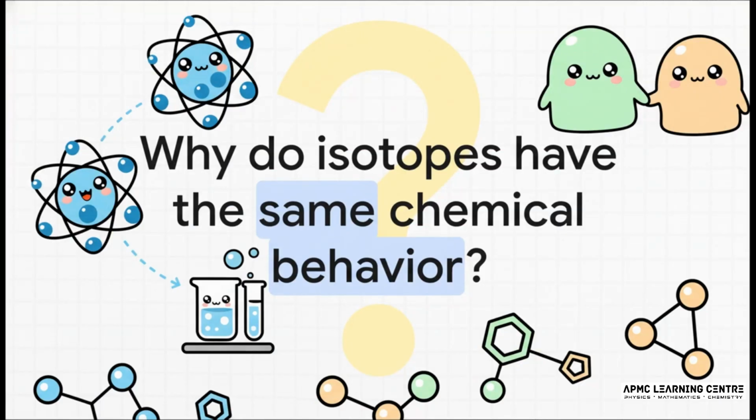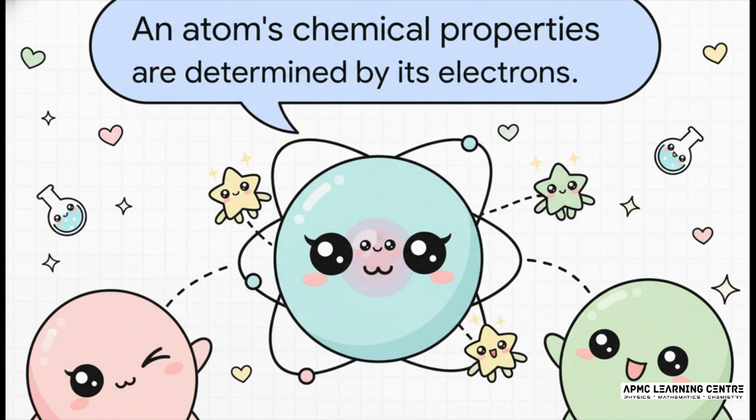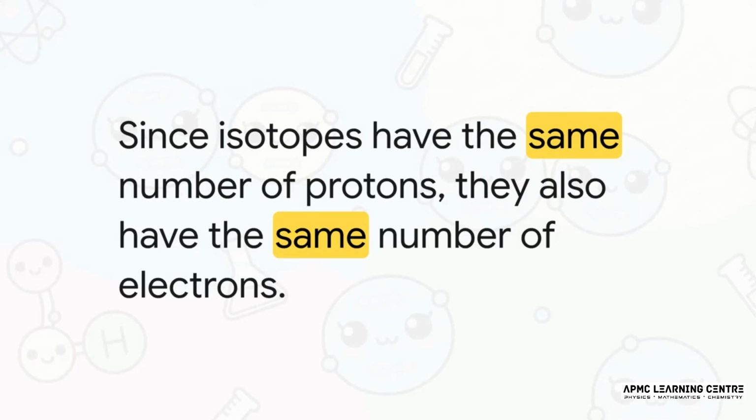All right, so this leads to the next big question you're probably going to see on your exam. If their masses are different, do isotopes act differently when it comes to chemical reactions? The answer to that question comes from one of the golden rules of chemistry: an atom's chemical personality, how it bonds, what it reacts with, its entire behavior, is all decided by its electrons, especially those electrons in the outermost shell. So, let's connect the dots.